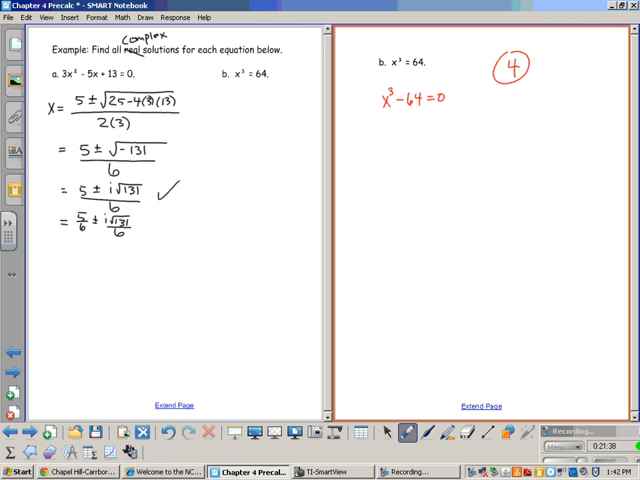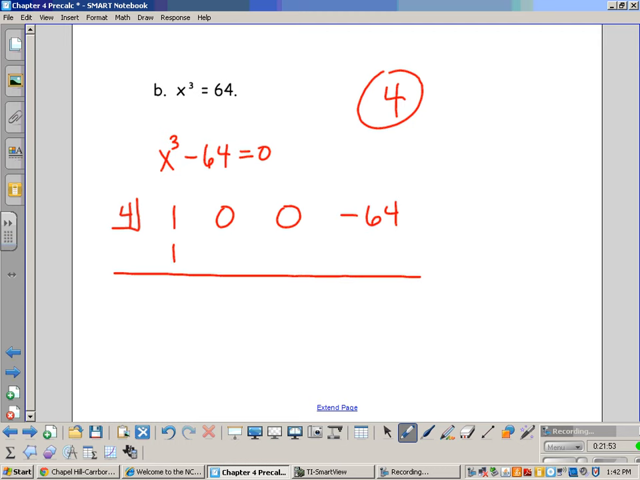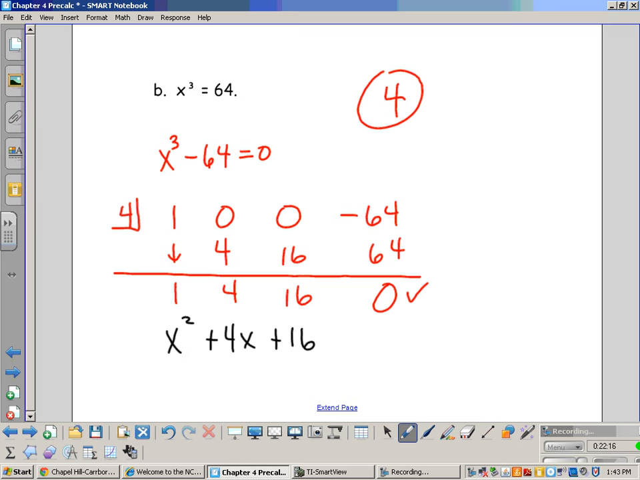Just like we've learned with synthetic division, you want to go through 4 here using synthetic division. You've got 1. You don't have an x squared. You don't have an x. And negative 64 is your constant. When I do this, I should get 0 as my remainder. And it works out. So what that means now is that I have x squared plus 4x plus 16, and I can set that equal to 0 and find those solutions.